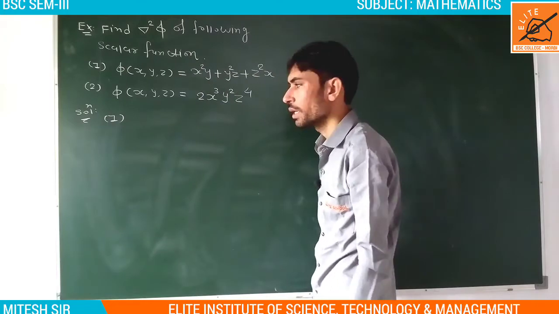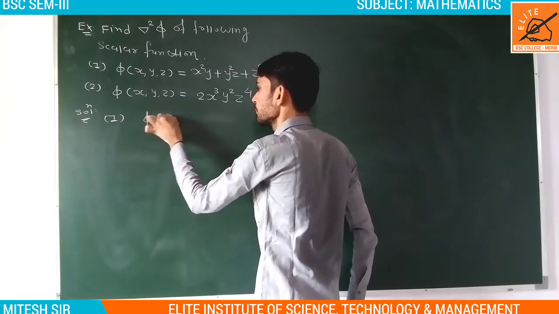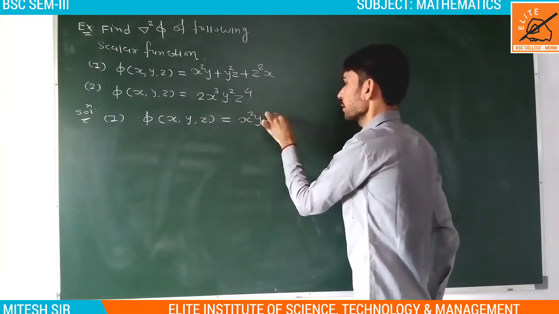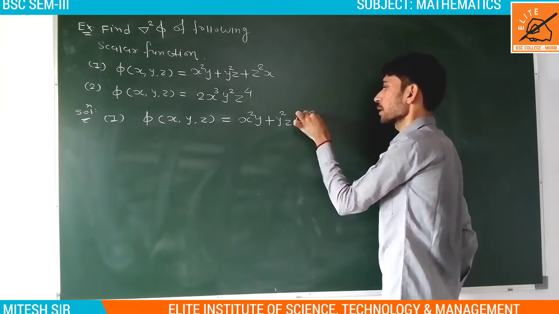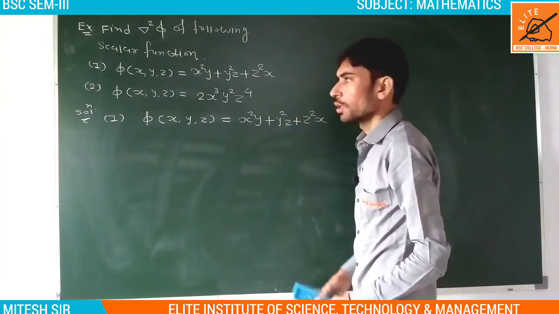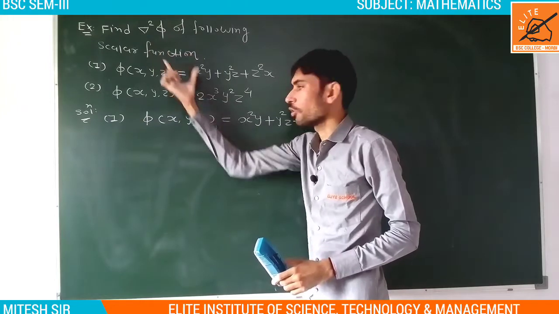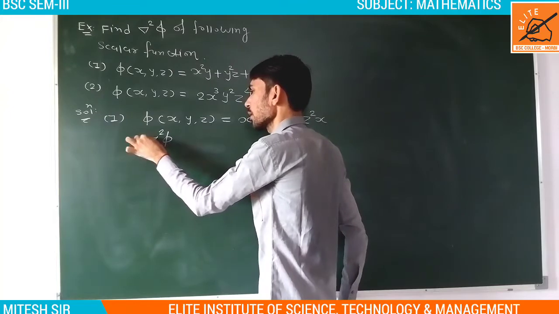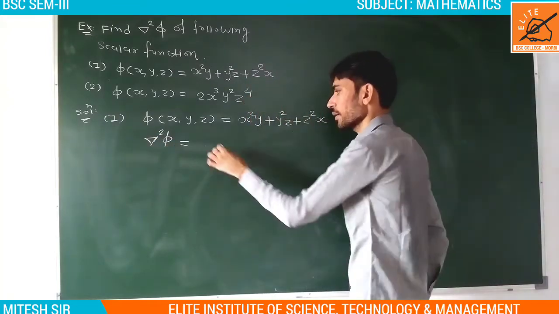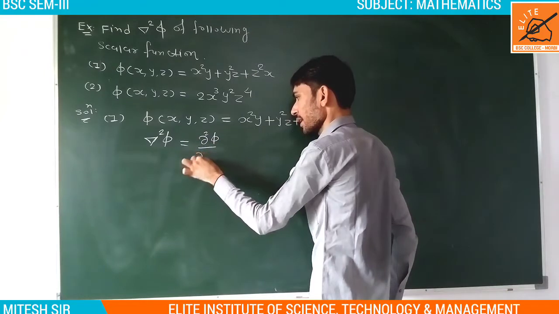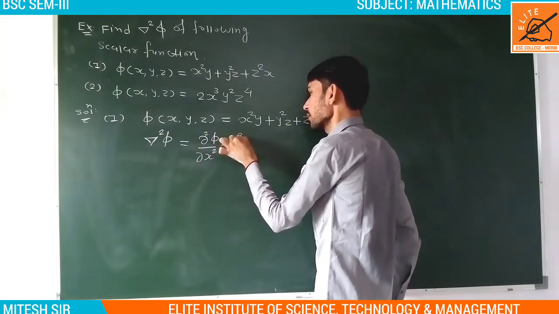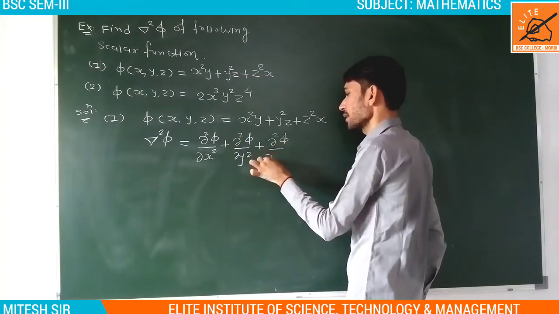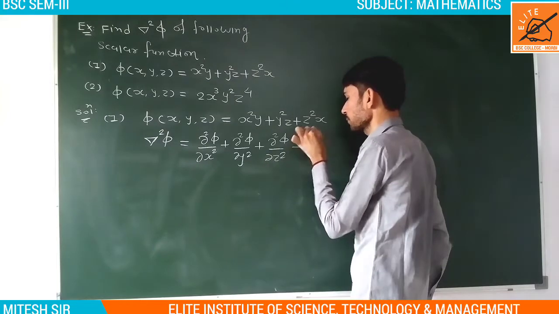So in the first one we have again the scalar function phi of x y z is equal to x square y plus y square z plus z square x. Now to find the nabla square phi of our scalar function, write down first of all the formula of nabla square phi. So nabla square phi, how to define? Del square phi by del x square plus del square phi by del y square plus del square phi by del z square. This is called equation number 1.